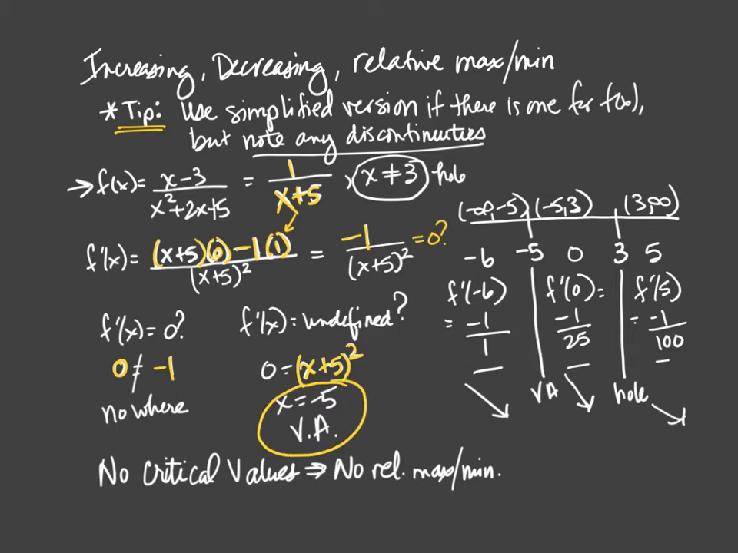So that means we have no critical values, no values that are in the domain of our original function. Right? Here is the domain of our original function. There are no critical values, no values where the derivative is 0 or undefined that are in the domain. There's either no solution to the derivative equals 0, or the only solution to the derivative undefined happens to be at a vertical asymptote. Okay, so that means no critical values, no relative max or min, because those are the only places we can have a max or min is at a critical value.